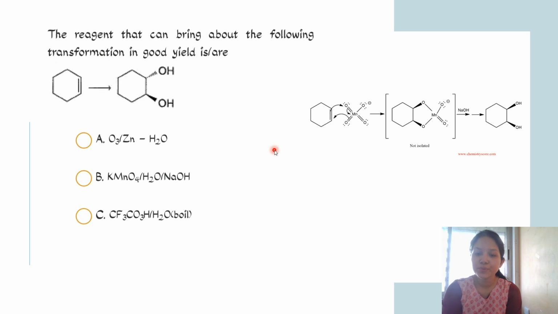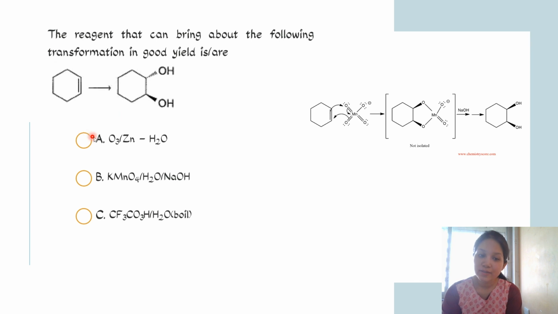Now let us move to the next question. The reagent that can bring about the following transformation in good yield is or are. Again, we are synthesizing this antidiol from this cyclohexene molecule. Okay, and you are given three reaction conditions, and you have to figure out which of the reaction conditions will give you this antidiol.